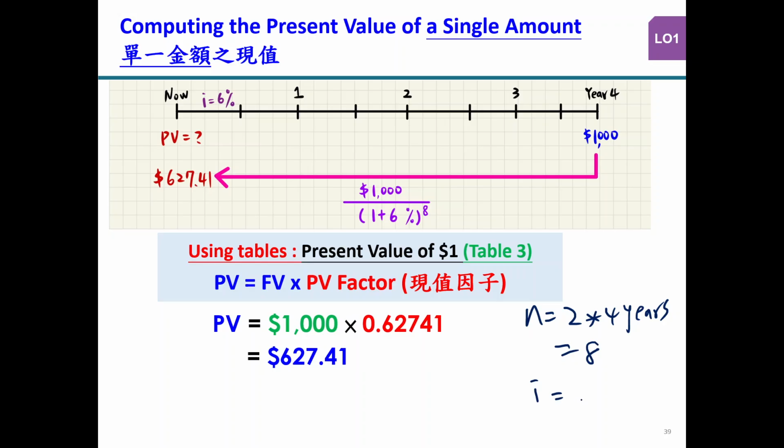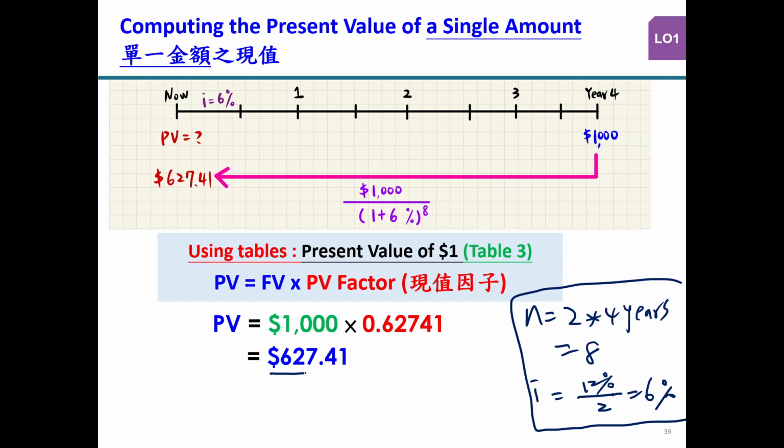What's I? 6%, right? Because 12% divided by 2, because each year interest occurs 2 times, so it's 6%. So I find out N is 8, I is 6%, okay? Also, you can use your calculator to do your math, or you can use accounting tables, depends on you. So I find out the present value is how much? $627.41.